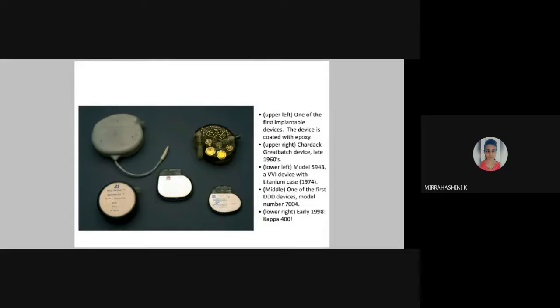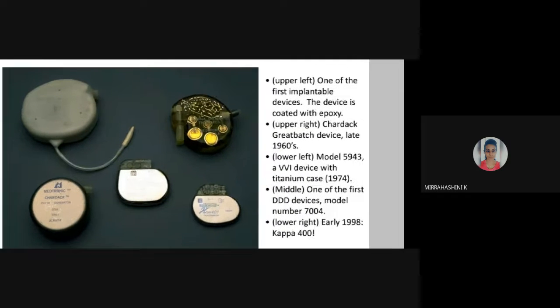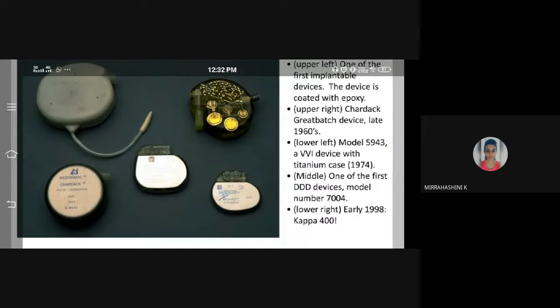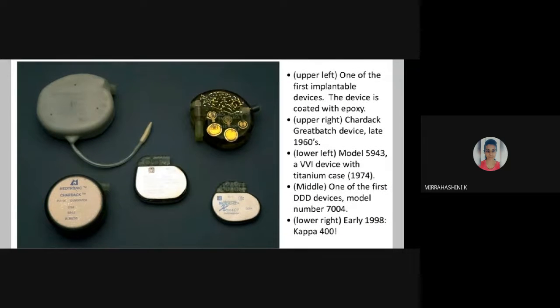If you look at the picture, these were the earlier models used before. The first, upper left, is the first implantable device, and the second, upper right, is the Greatbatch device, which was devised in the year 1960. The lower left is a 1974 model made of a titanium case. Previously people used titanium as a biomaterial, but nowadays titanium is not that much used. If you look at the brand, it is made by Medtronic. Medtronic is still the leading manufacturer of pacemakers, and they still do a lot of research in pacemakers.